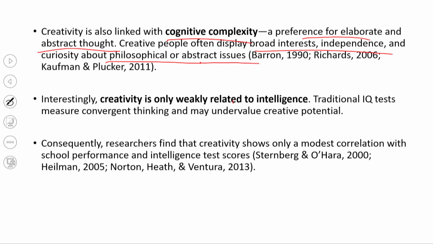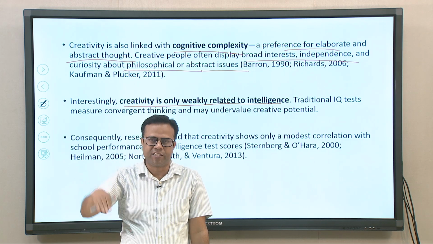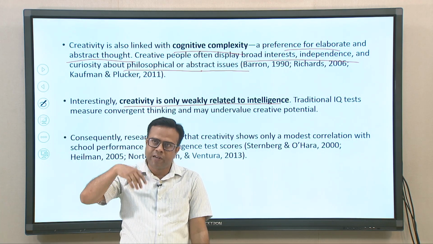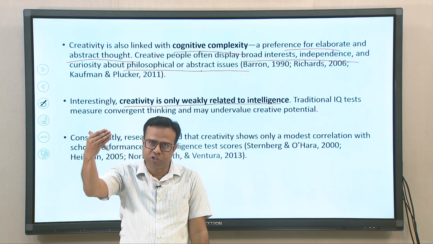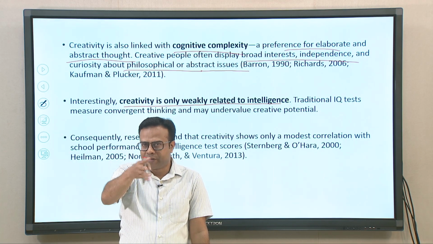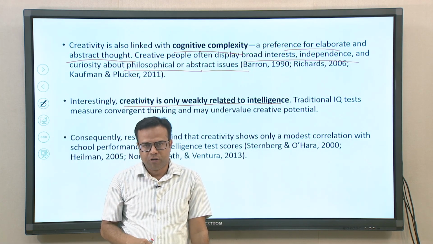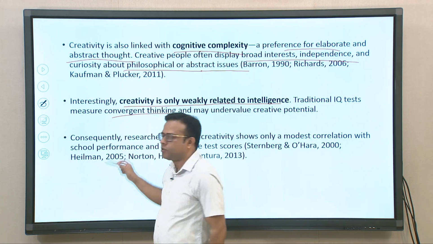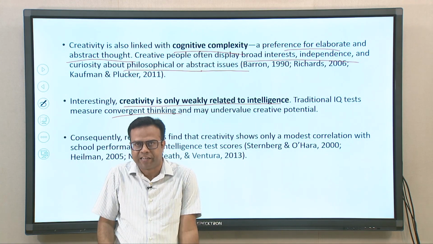However, one interesting thing is that creativity is weakly related to intelligence. You do not have to be very intelligent to be creative. These are two different domains. There is a relationship, obviously some type of intelligence is required, but the relationship is not very strong. You do not have to be a genius in terms of intelligence to be creative. So, the relationship is not very strong. Traditional IQ tests measure mostly convergent thinking, which is not required in creativity.